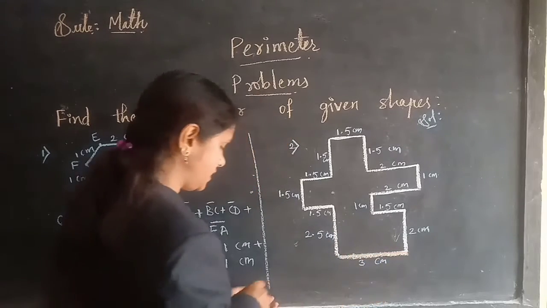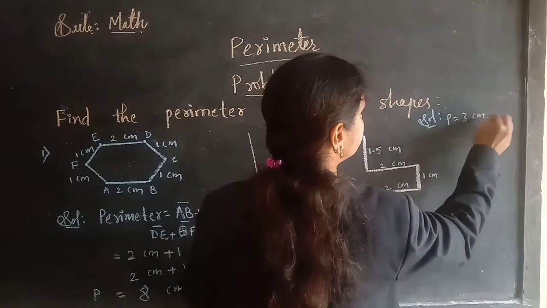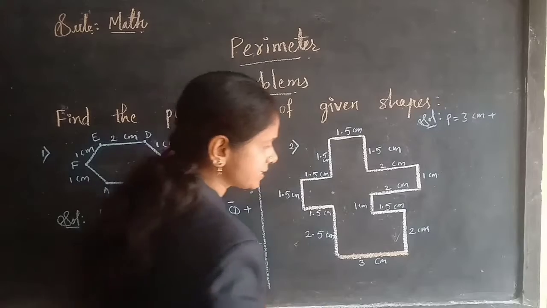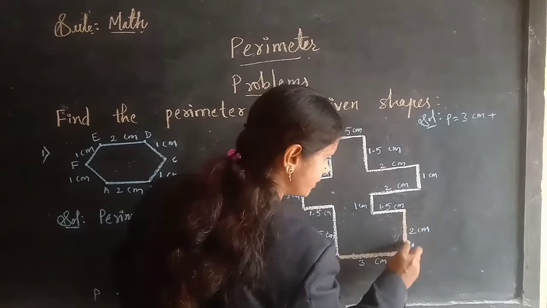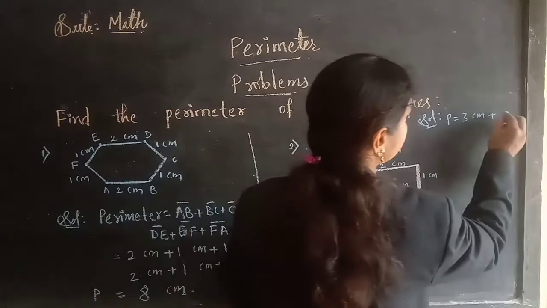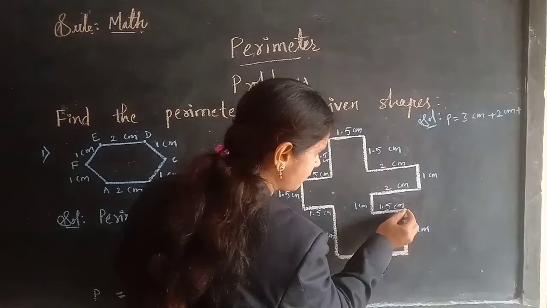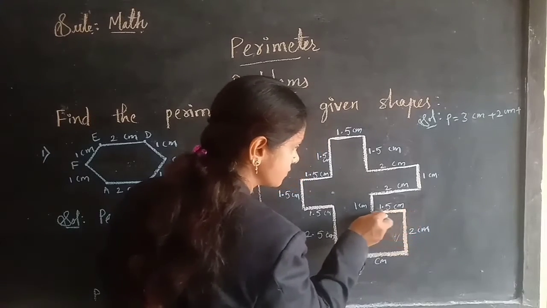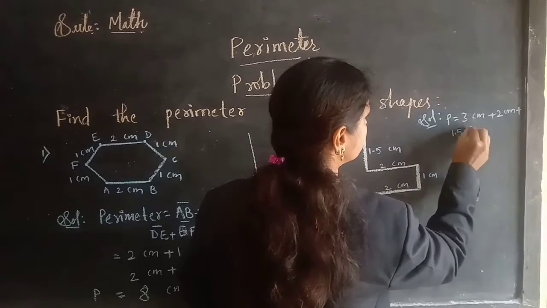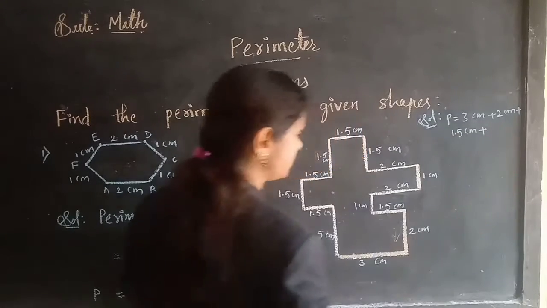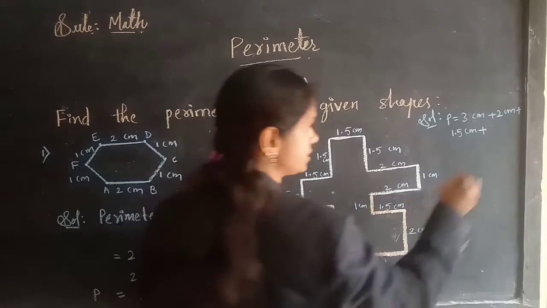Yes children, this side length is 3 centimeters. Perimeter is equal to 3 centimeters, plus next side I am taking here, this side 2 centimeters children. Plus next this side I am taking here, 1.5 centimeters. Plus, and this side I am taking here, 1 centimeter.